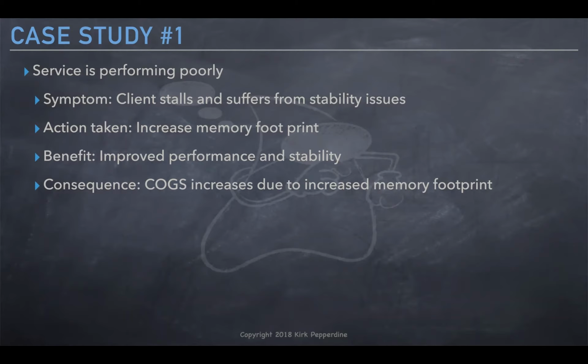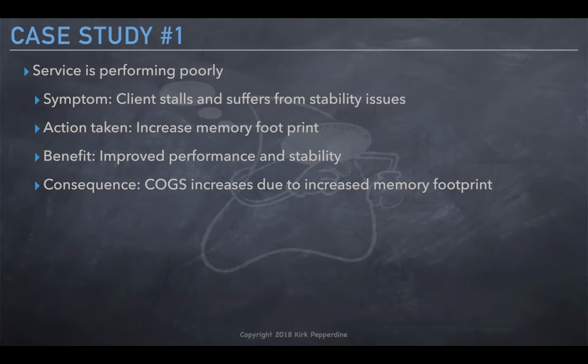And this comes from, okay, the symptoms. They said the client stalls and was suffering from stability issues. They looked at it. They really couldn't sort out what was going on. They figured, you know what? It's generally Java applications, so it's got to be garbage collection. So that's a memory issue. Give them more memory, and everything was fine. And yeah, that worked. They got improved performance and stability. But as I said, the cost was that their COGS increased because of this.